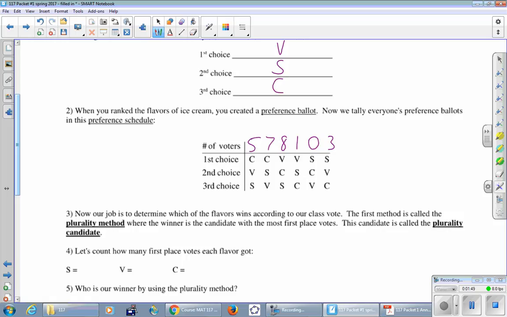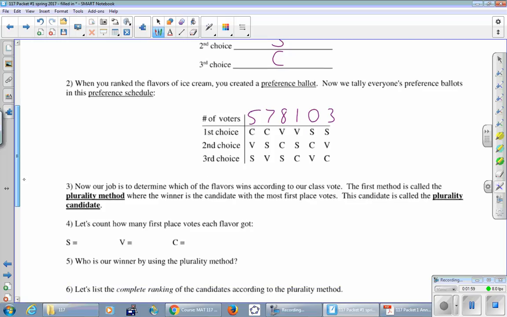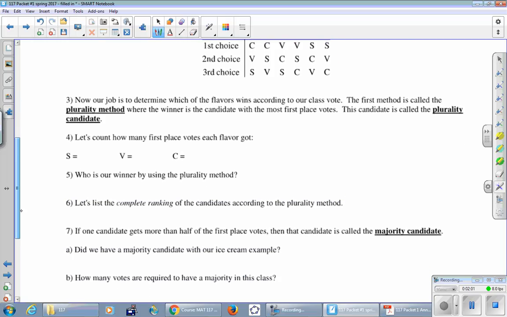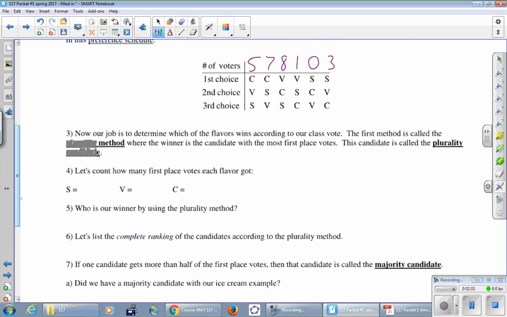Okay, number 3. Now our job is to determine which of the flavors wins according to our class vote. The first method is called the plurality method, where the winner is the candidate with the most first place votes. This candidate is called the plurality candidate. Let's count how many first place votes each flavor got. Okay, so looking for first place votes only. So that is going to be in this first row.